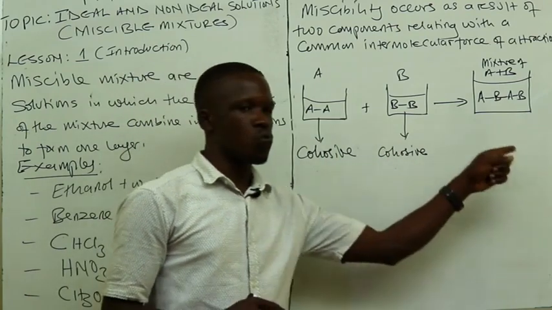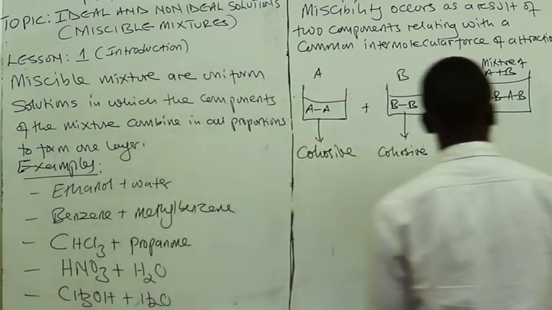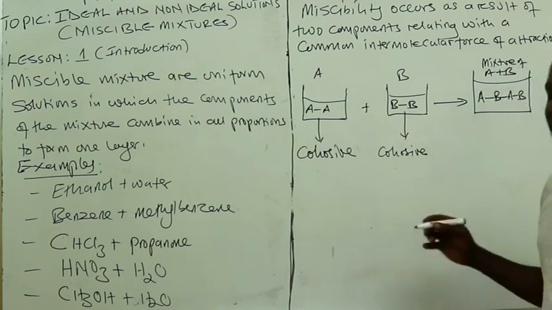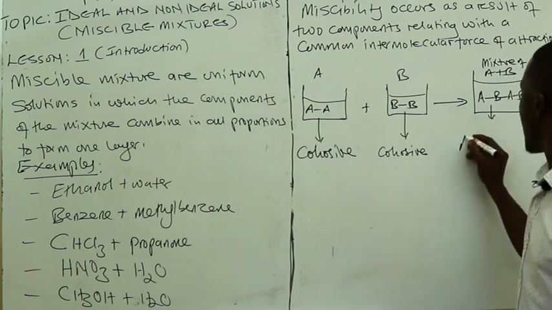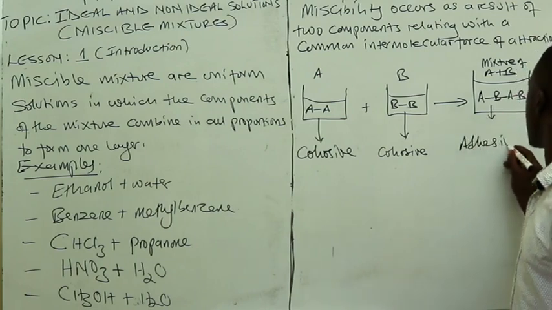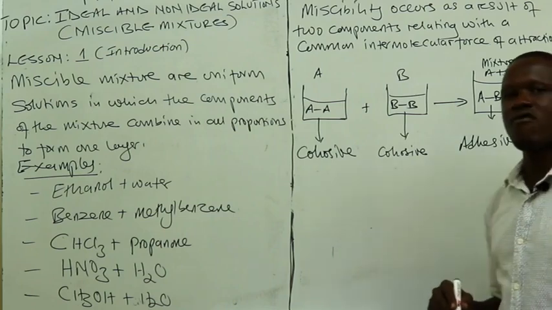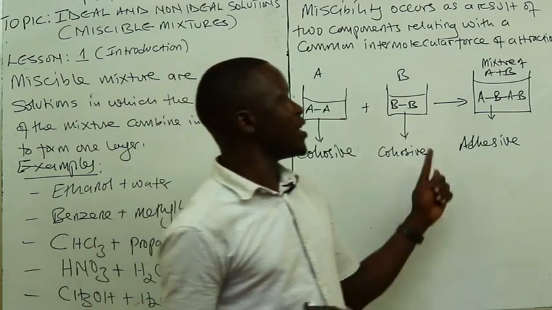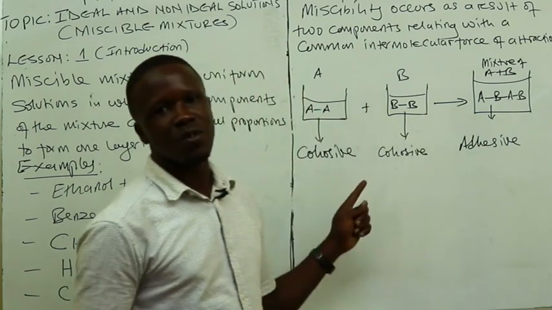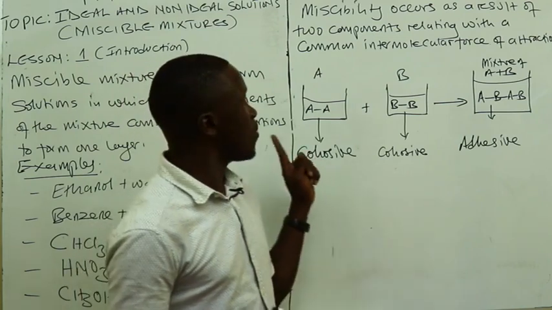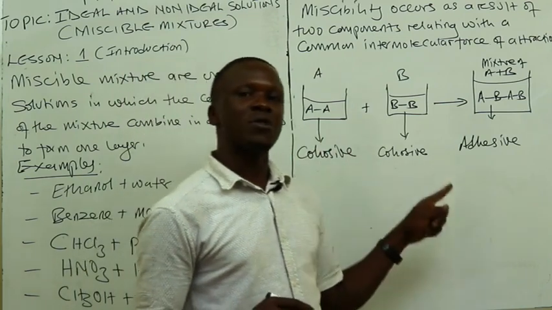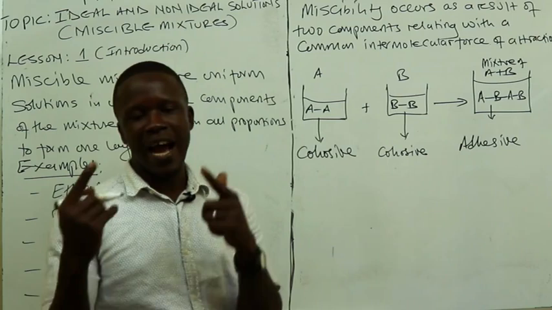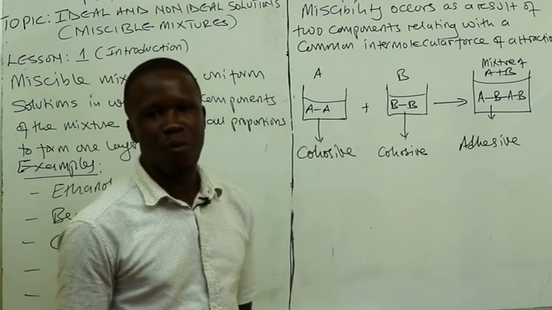Now, when we mix the two, we get an intermolecular force between different components, and we call these ones adhesive. Forces of attraction between the different molecules. So the ability of two molecules of different liquids to form an adhesive force of attraction is what makes miscibility possible.